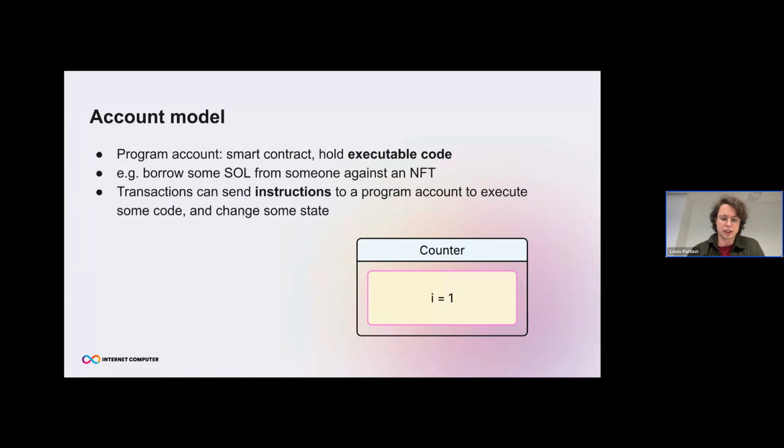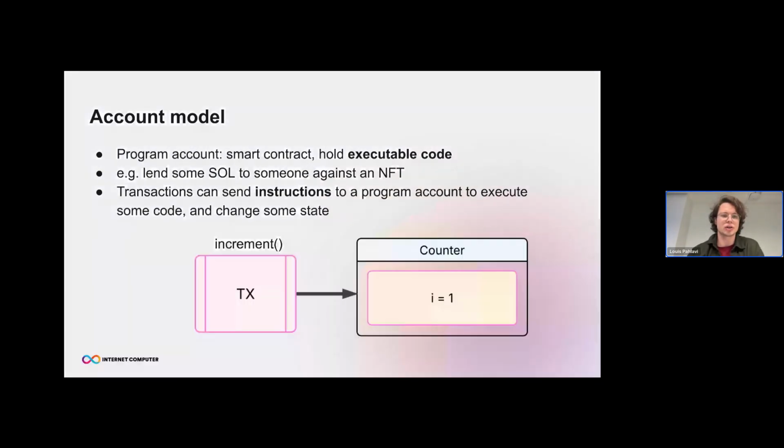And transactions, as I mentioned, contain instructions, and there's the basic type of transfer instructions that just transfer some funds around, but you can also send instructions to program accounts. And so, for example, if we have a very basic counter example here, an account that contains executable code that is a counter application, we can have a transaction that calls the increment method on that counter. And once this transaction is executed, it will update the state accordingly. Of course, that's a very basic example, but that's the core of how smart contracts work on Solana.